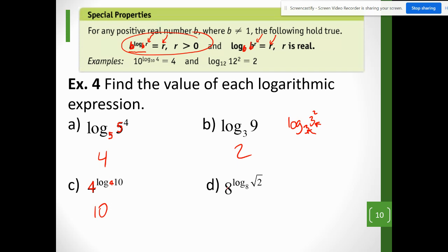Based on the first rule, that's basically my B. See how those numbers repeat? My answer in this case is just square root of 2. So these are the special cases.